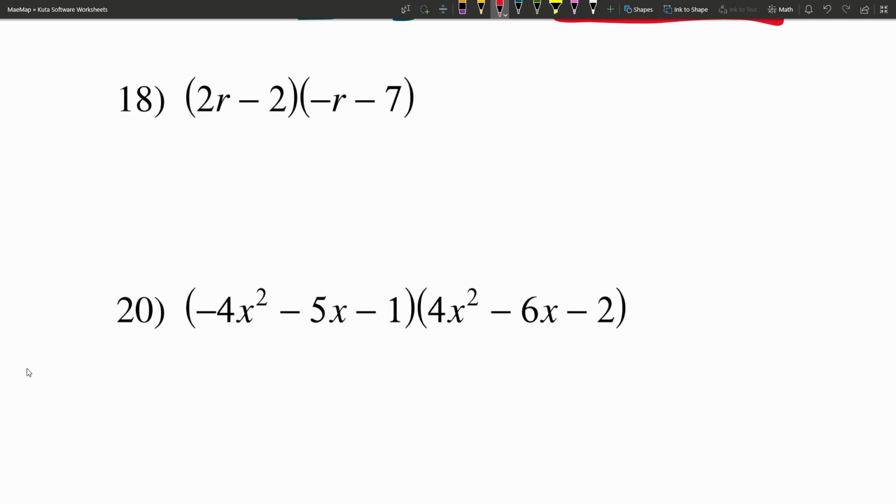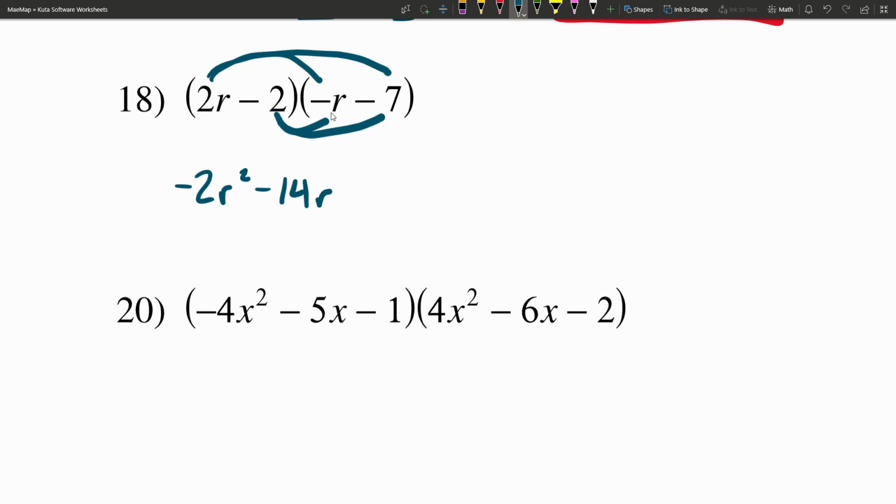Multiplying binomials, we just have to FOIL it out. So the first term goes to both terms, and then the second term of our first binomial goes to both terms. So 2r times negative r is a negative 2r squared. 2r times negative 7 is a negative 14r. Negative 2 times negative r is a positive 2r. And then negative 2 times negative 7 is a positive 14.